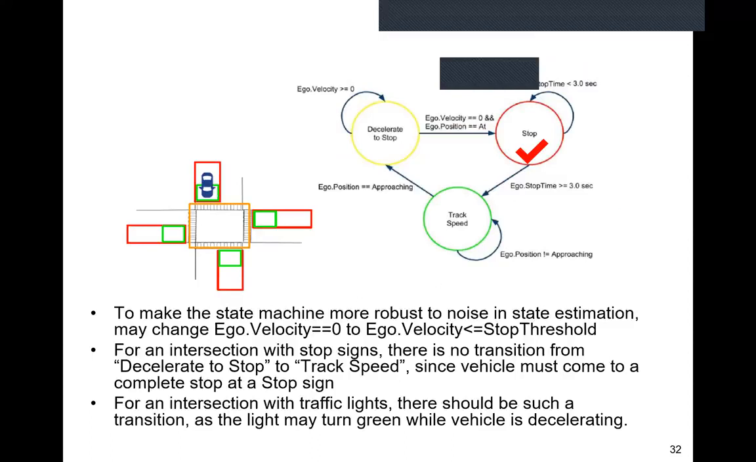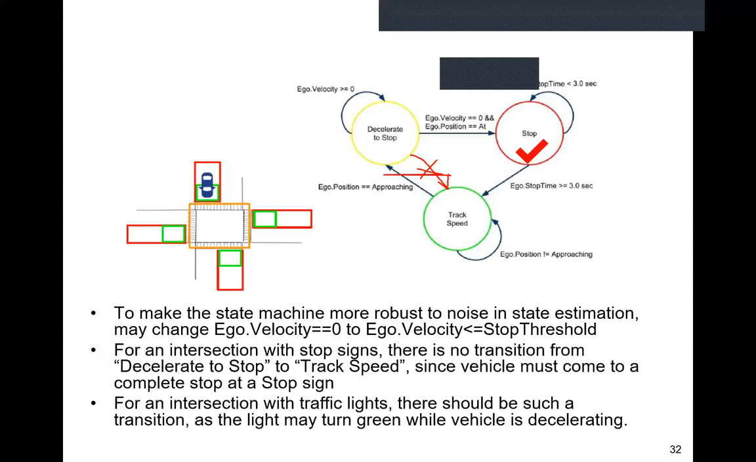So to make the state machine more robust to noise in state estimation, you may change the trigger condition of vehicle velocity equal to 0 to less than a threshold, because state estimation is often noisy. So notice that for intersection with stop signs, there's no transition from decelerate to stop back to track speed. There's no such transition because at a stop sign, you must always stop.